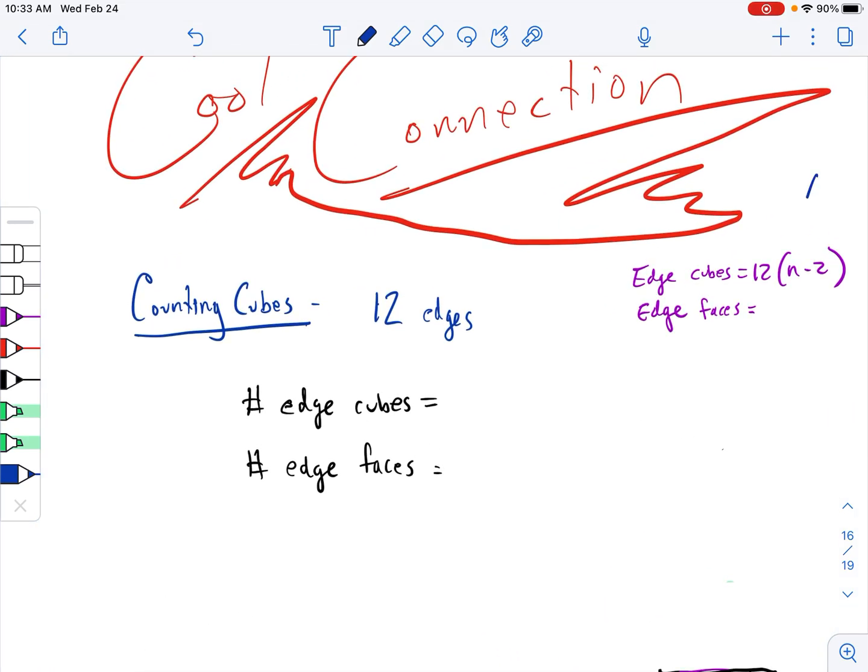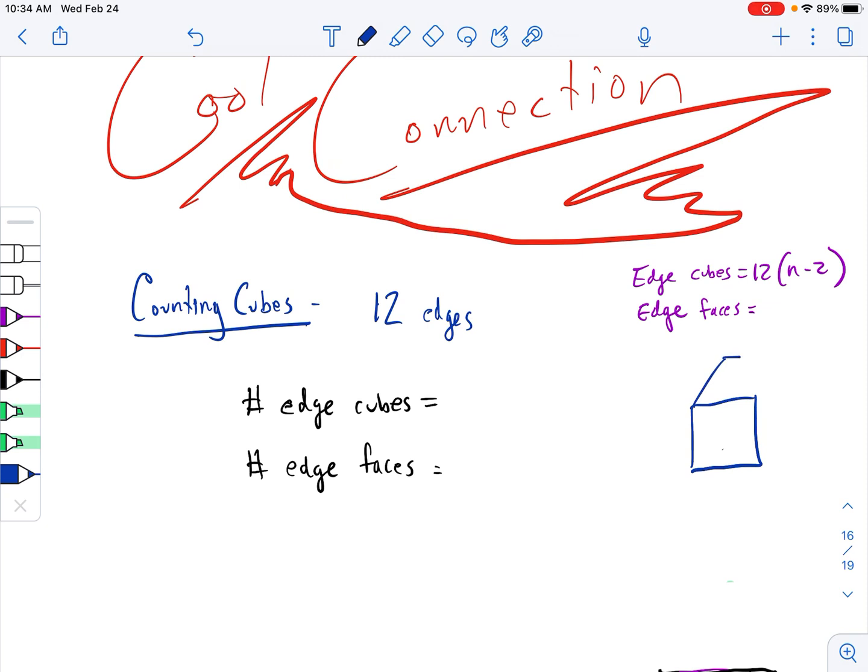Now, just so we know, up here in the corner is from a previous endeavor, I figured out that the edge cubes were 12 times n minus 2. But let's see if I can confirm that. I sort of just got the 12 times n minus 2 by looking at numbers and looking at a 2 by 2 by 2 cube and a 3 by 3 by 3 cube and a 4 by 4 by 4 cube. But I'm going to try to figure out if I can find a way to do this differently. And I'm just going to start by counting cubes.